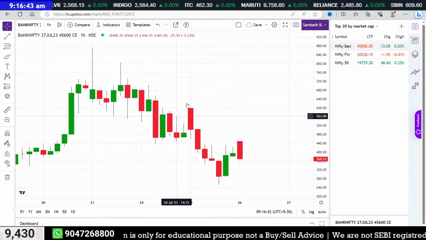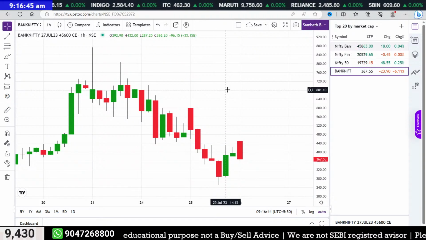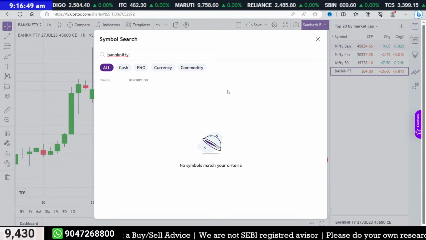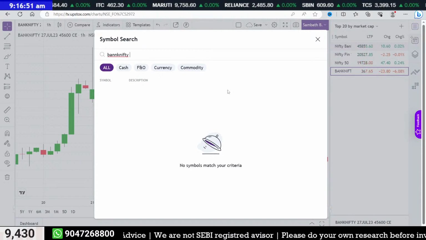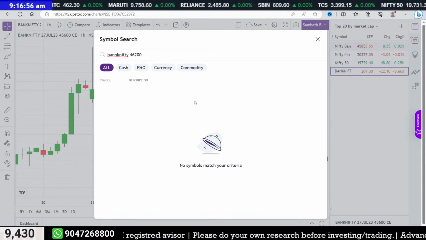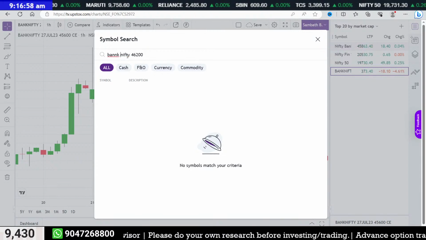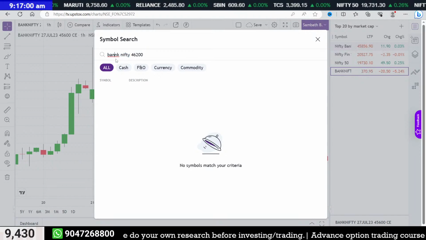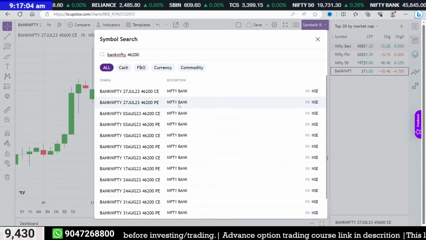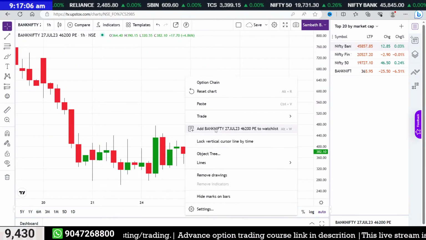It should be a call strike price. Let me check this in Bank Nifty. Bank Nifty 46,900, 46,200. That should be the put strike price. So both we can track.